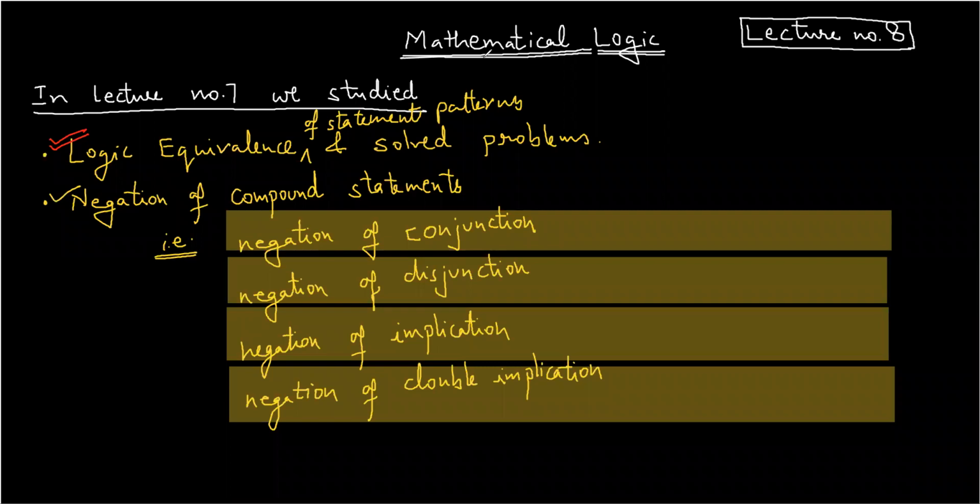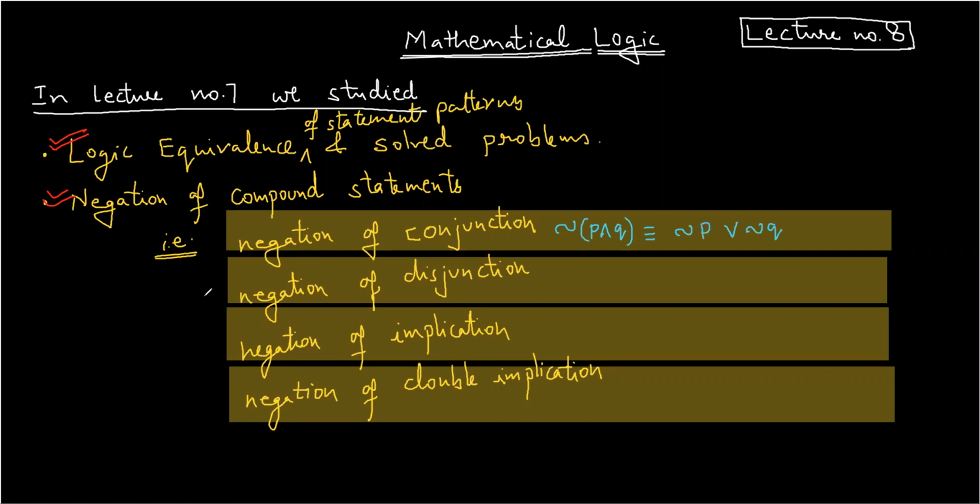In negation of compound statements, we had studied the following negations, that is, negation of conjunction. If I have a conjunction of two statements, say P and Q, and I have to find its negation, then negation of P and Q is equivalent to negation of P or negation of Q.